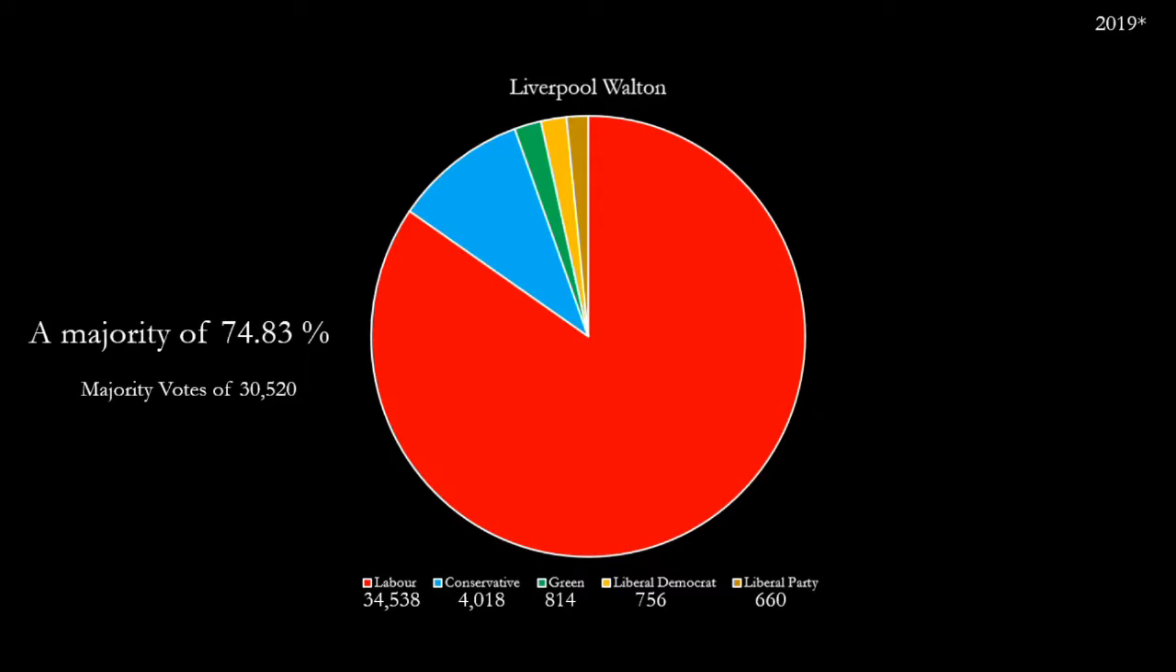The winner's majority is just the difference between the votes they receive and the votes for the next most popular candidate. So if you take the Labour votes, which was 34,583, and subtract the Conservative votes, the Conservative Party being the second biggest party, which is 4,018, you come to 30,520, or a majority of 74.83%.